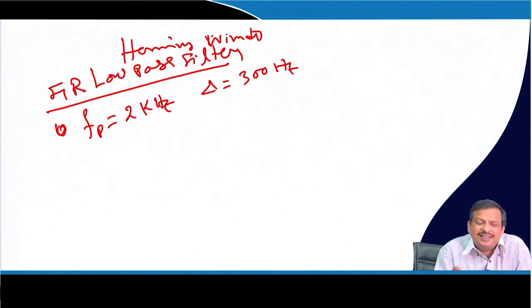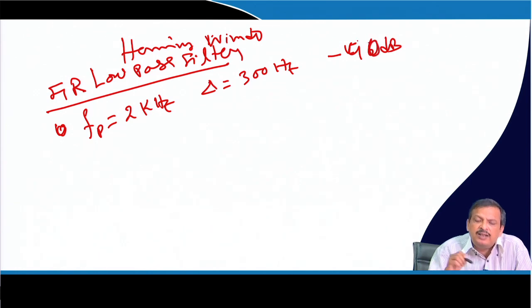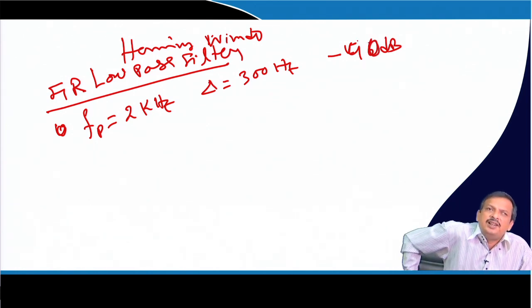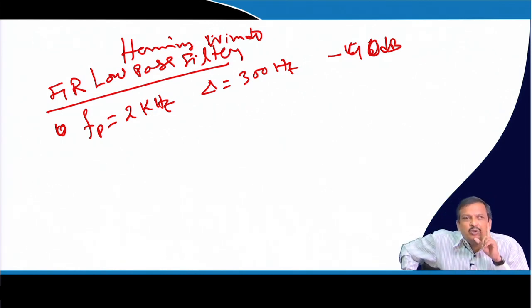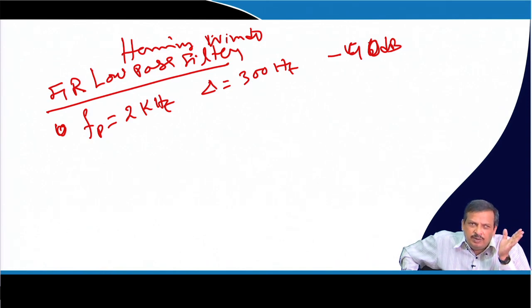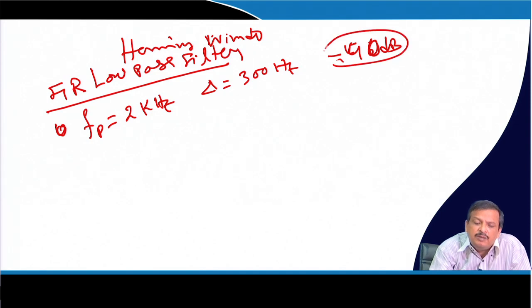Okay? Let's say I require peak side lobe attenuation of minus 40 dB. As I said, I have shown you a real specification of a filter: peak side lobe attenuation, peak passband attenuation. So that is required, minus 40 dB.